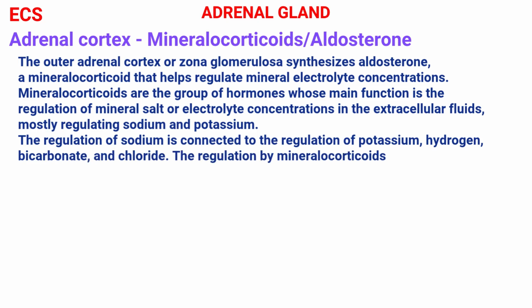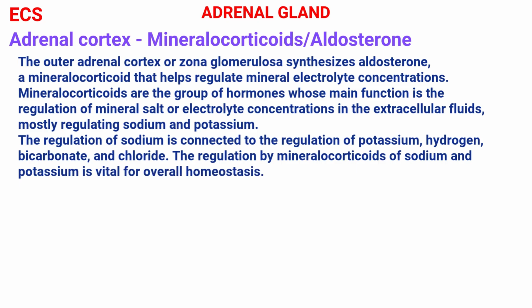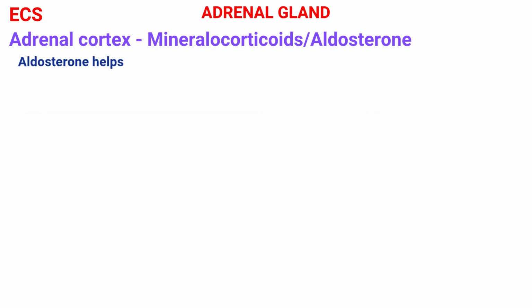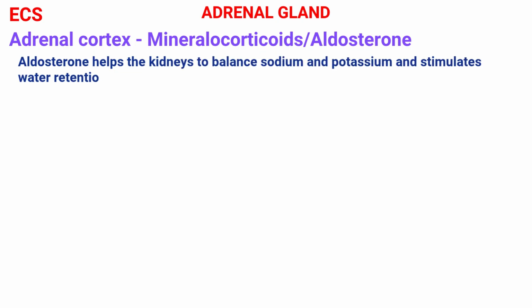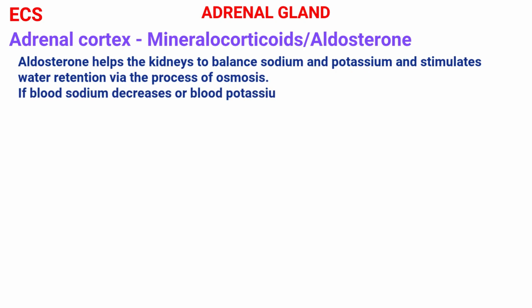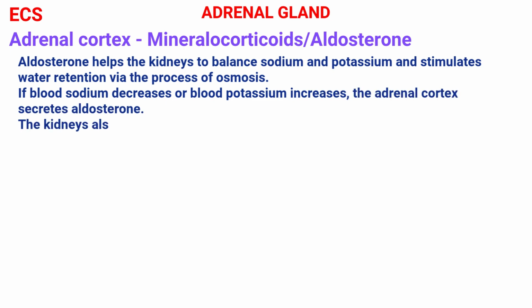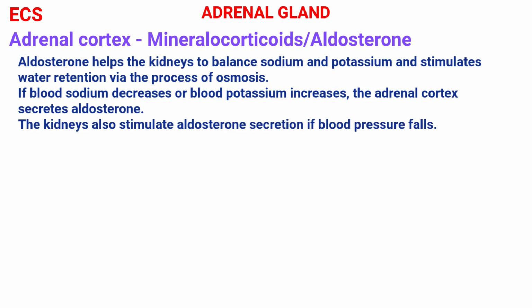The regulation by mineralocorticoids of sodium and potassium is vital for overall homeostasis. Aldosterone helps the kidneys to balance sodium and potassium and stimulates water retention via the process of osmosis. If blood sodium decreases or blood potassium increases, the adrenal cortex secretes aldosterone. The kidneys also stimulate aldosterone secretion if blood pressure falls.